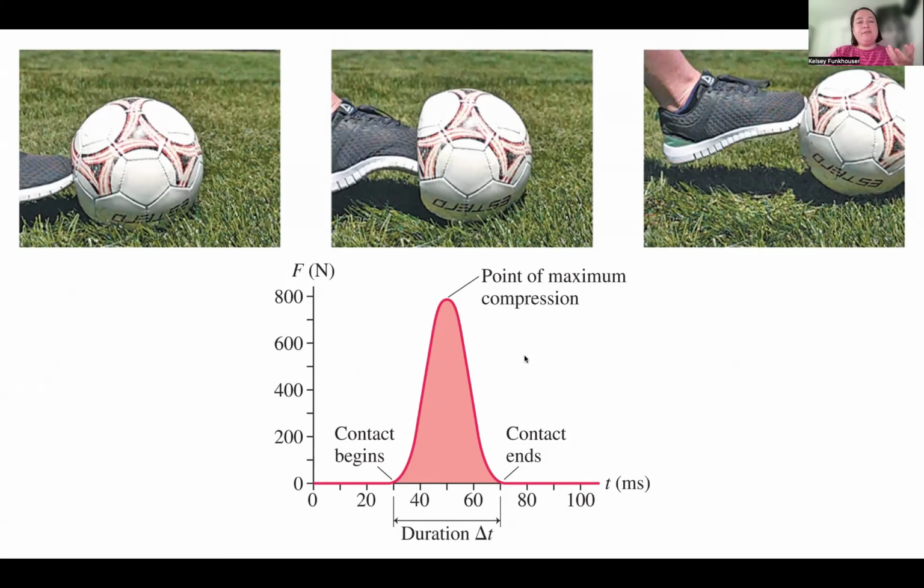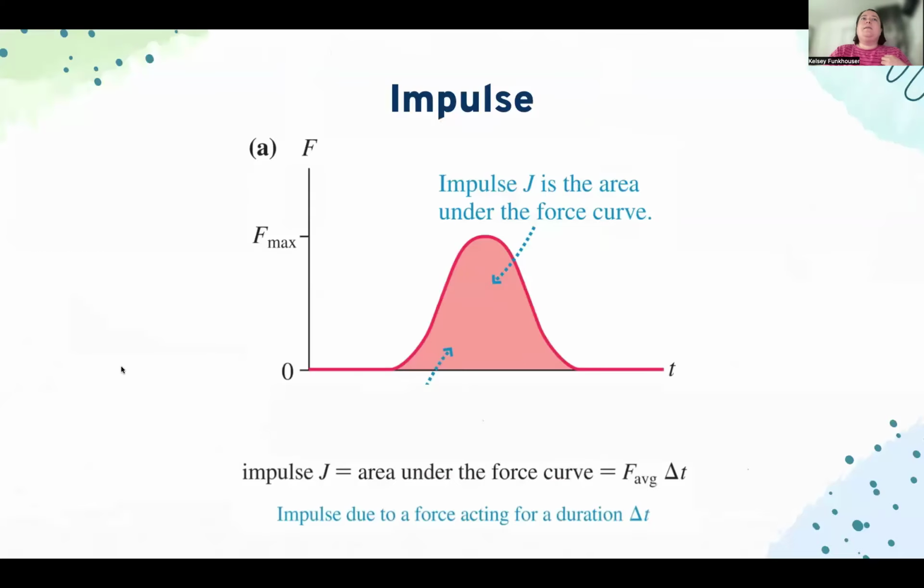We can take another thing from a graph of the force versus time during a collision. The area under that graph is known as the impulse, and that's the average force times the time interval. This is the impulse due to a force acting for a duration of time.